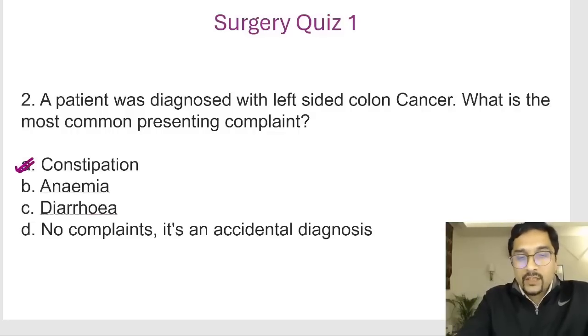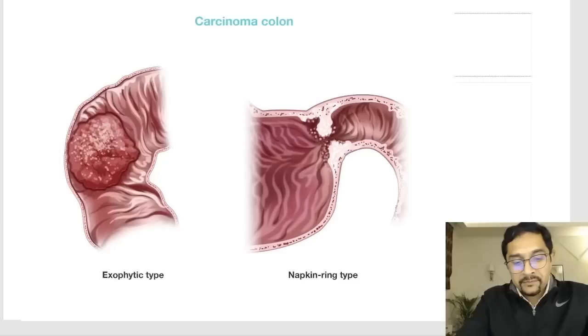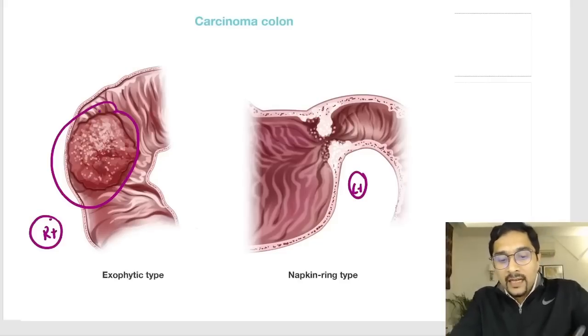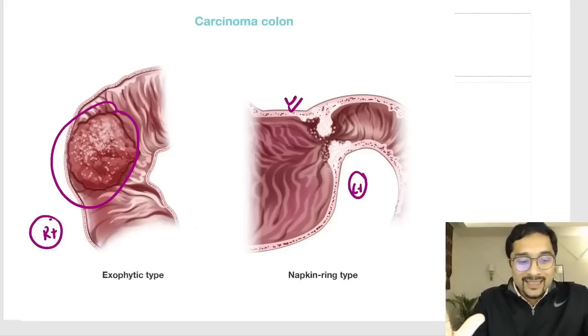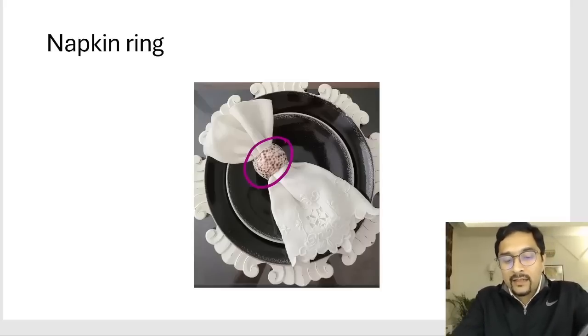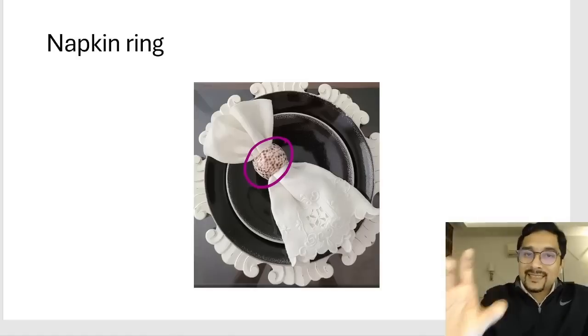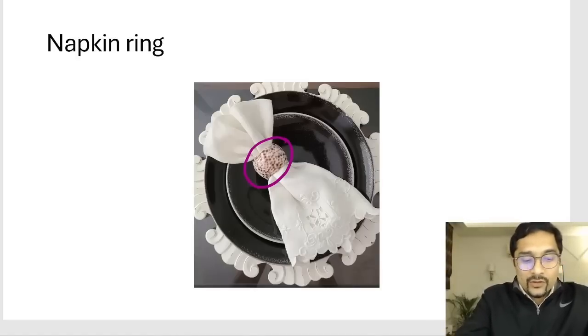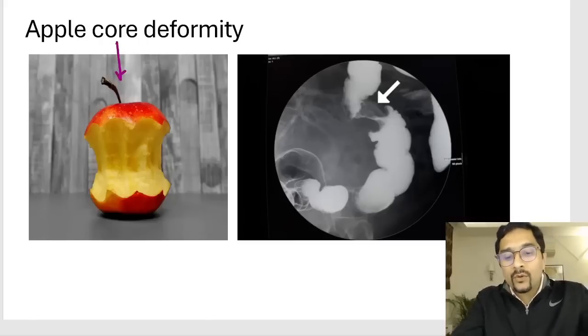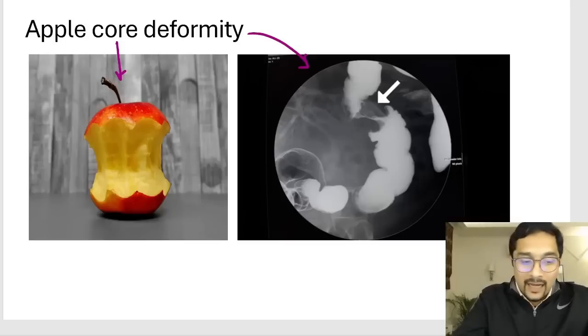So the patient will come with constipation or early signs of change in bowel habits. So right-sided lesions, I told you, are exophytic, whereas left-sided lesions are napkin ring type of lesions. They're constricting. So if you go to a fancy restaurant, you will see that the napkin has a ring around it, and it is constricting the napkin. So the growth is also doing the same. And if you do a barium in these patients for left-sided lesions, it is also known as apple core deformity, and this has also been asked in the exam.